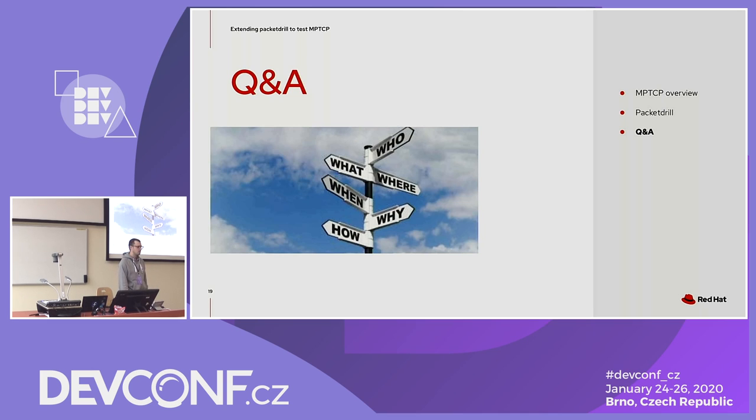Does this testing framework also enable you to send a load of packets, or is it really packet by packet with the system calls? Sorry, I don't get the question. Can you send many packets, or is it like sending one packet and then running system calls, or can you send 1,000 packets? You can send also 1,000 packets. So as soon as you do a write in a Packetdrill script, if you are writing enough bytes, then the kernel will send many, many bytes. And it supports GSO and TSO.